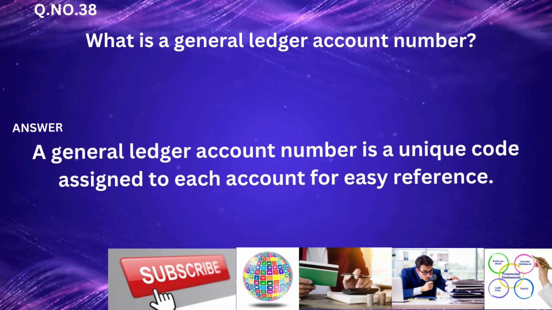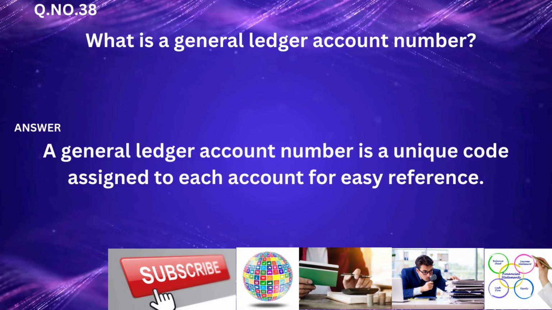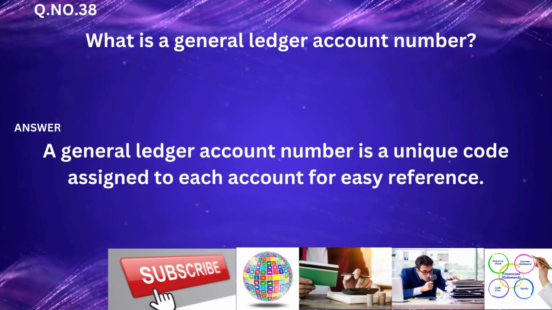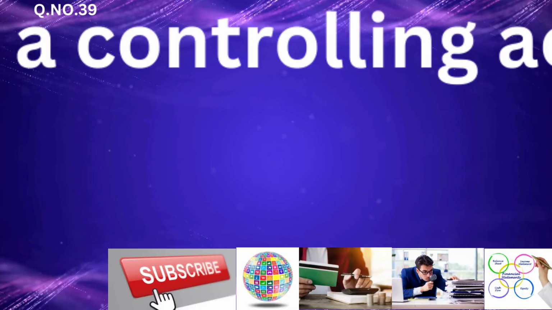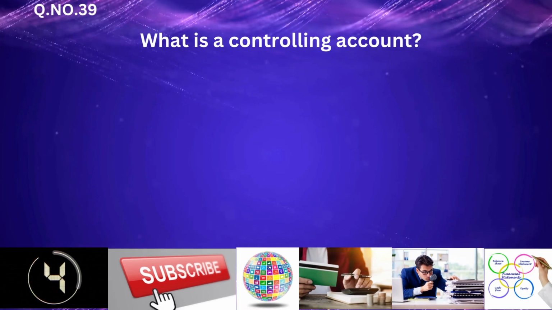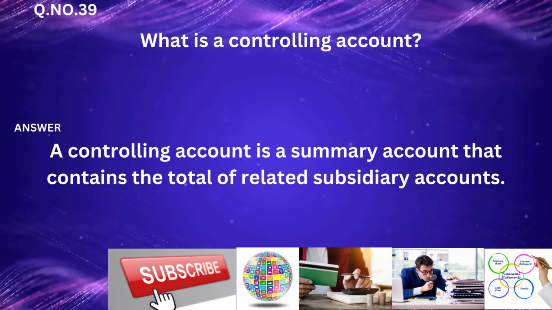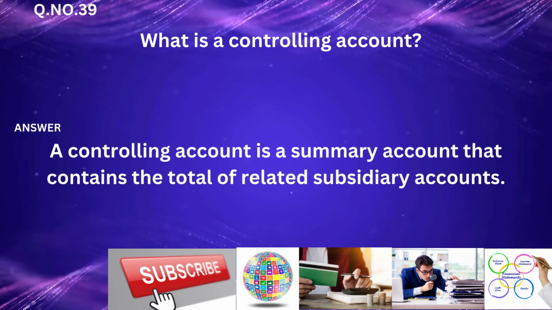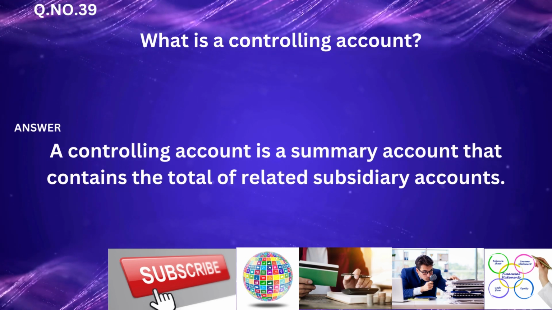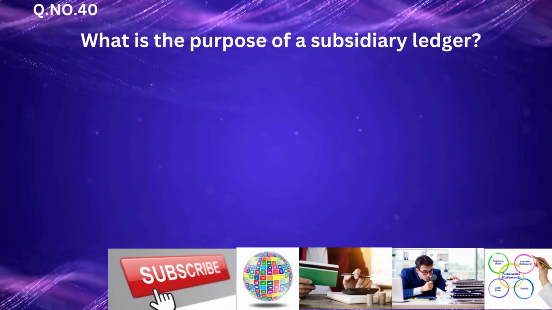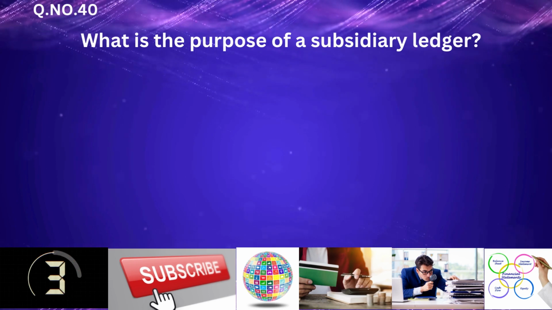Question 46. Define petty cash in bookkeeping. Answer: petty cash is a small amount of cash kept on hand for minor expenses. Question 47. What is the difference between a bookkeeper and an accountant? Answer: a bookkeeper records transactions, while an accountant interprets financial data and prepares financial statements.